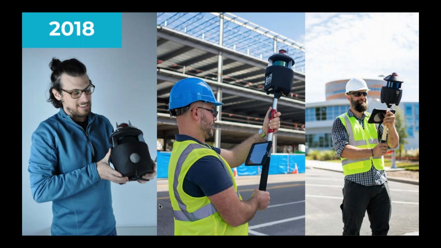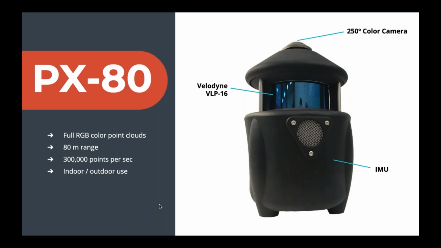So that's our brief company history, but I'm going to dive in now a little more into the specifics about handheld SLAM scanning and what it actually means. Zooming in on the PX80, fundamentally it's a device with three sensors. There's a camera and a Velodyne LiDAR. Gene mentioned earlier that LiDARs are starting to pop up on cars. We use the Velodyne VLP16 LiDAR, which is designed to be used on self-driving cars. We also use an IMU, which is basically an accelerometer and gyroscope.